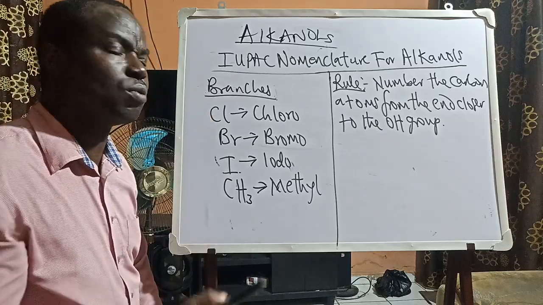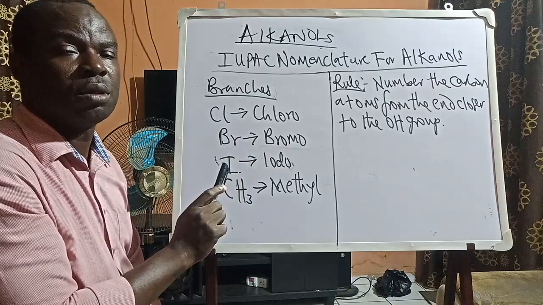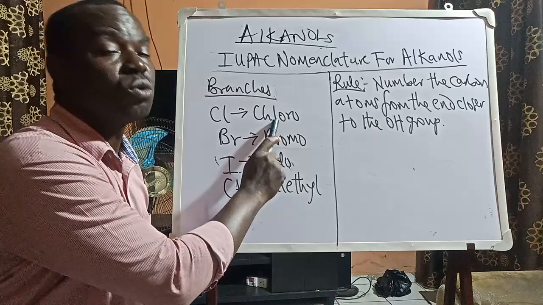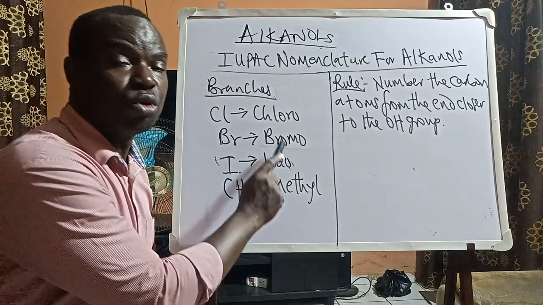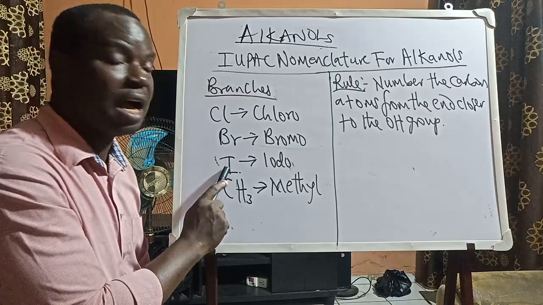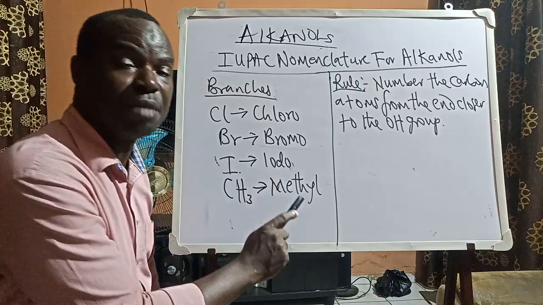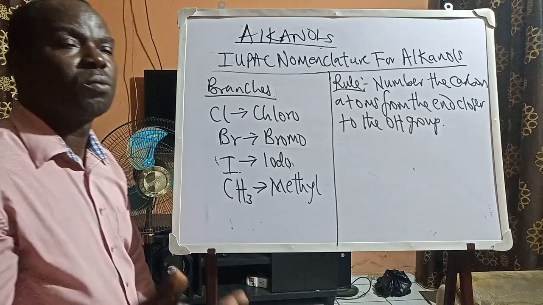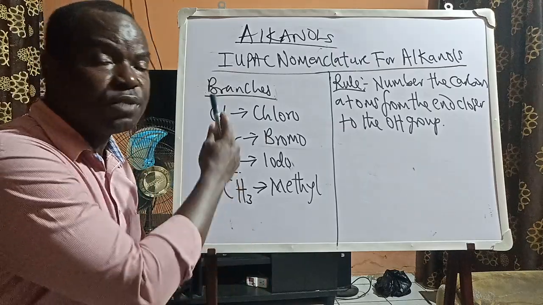Before we go into the video, look at this thing called branches. Anywhere you see Cl in this naming, you call it chloro. If you see Br, you call it bromo. If you see I, you call it iodo. If you see CH3, you call it methyl. Are we together? Take note of these four branches.